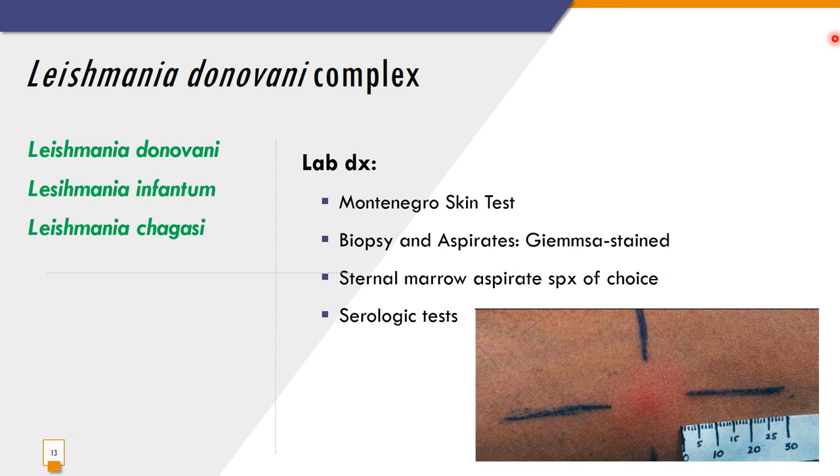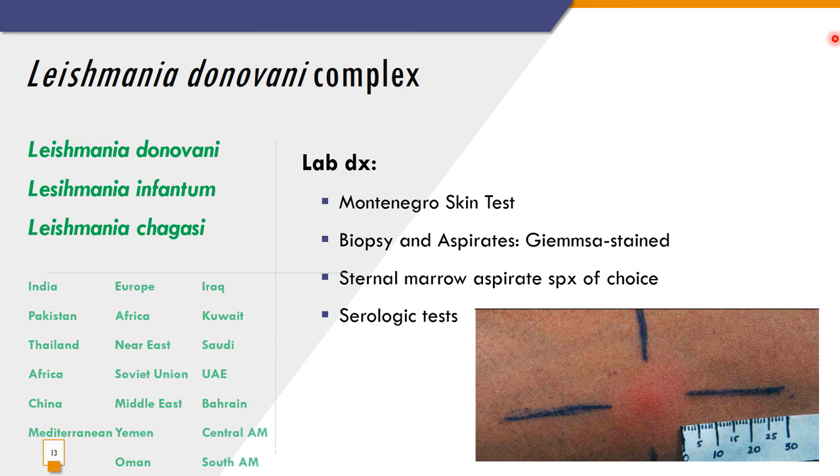Giemsa-stained slides of blood, bone marrow, lymph node aspirates, and biopsies of the infected areas are better choices for demonstrating the diagnostic amastigote forms. Some consider the sternal marrow aspirate to be the specimen of choice. But class, getting bone marrow from a patient is very invasive. So there are methods such as buffy coat films, meaning the buffy coat is smeared. That can be used instead of the bone marrow aspirate because it is less invasive.